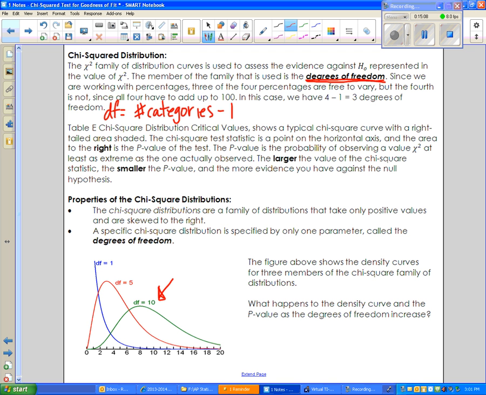And so it says, what happens to the density curve and to the p-value as the degrees of freedom increase? If you think about that as my cutoff, as your degrees of freedom increase, the area under the curve is also increasing. So there's more value when you have the cutoff.